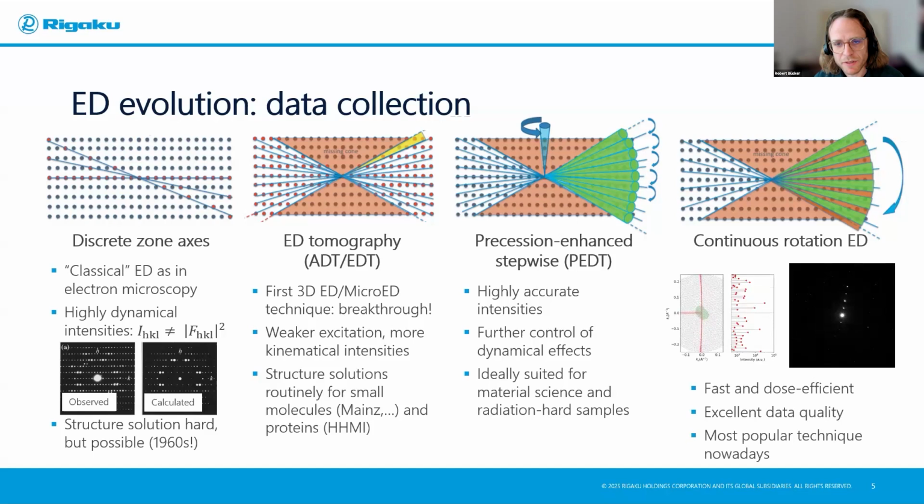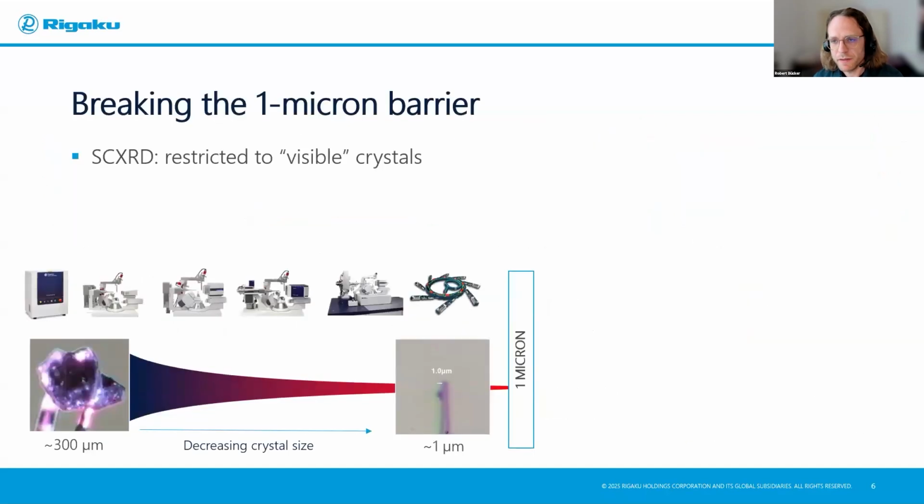So what you see is really this full evolution from the old school discrete zone axis all the way to something where you rotate your crystal continuously and collect continuously. This is a very fast, very dose efficient process. The data quality is very good, and the data you get is almost kinematical, so you can use standard techniques.